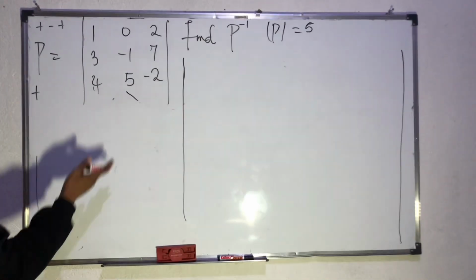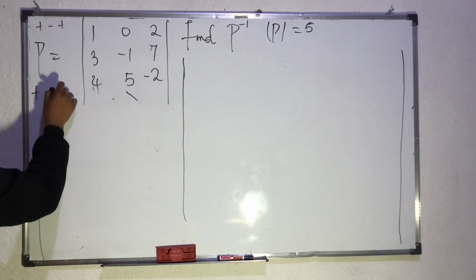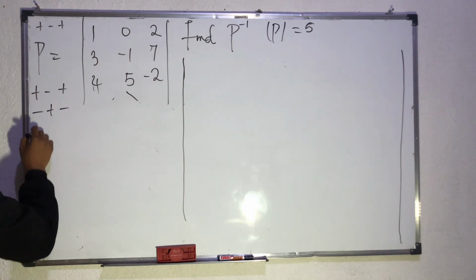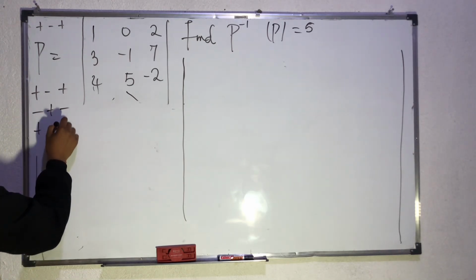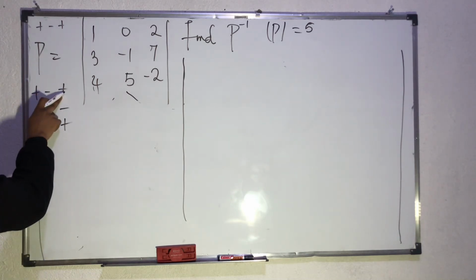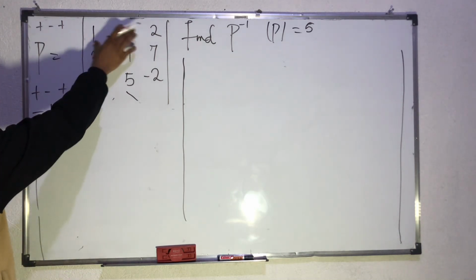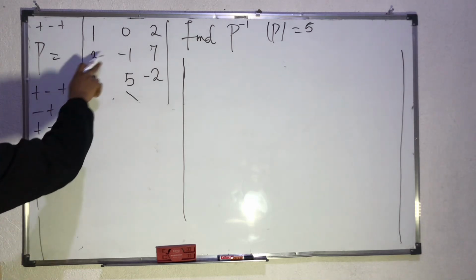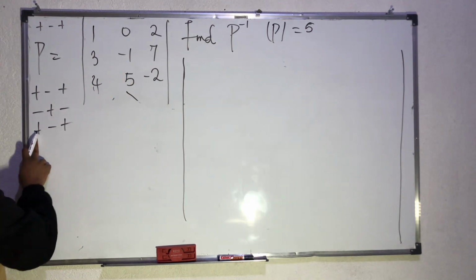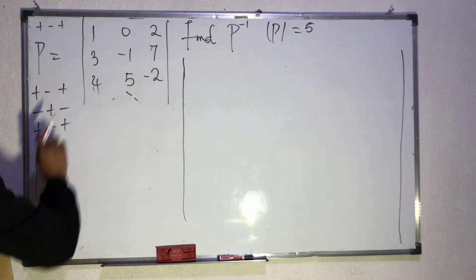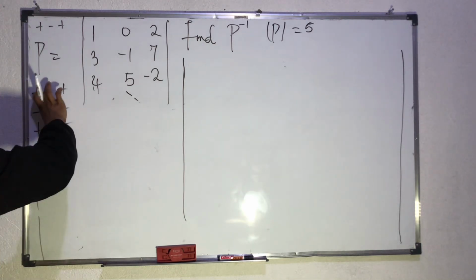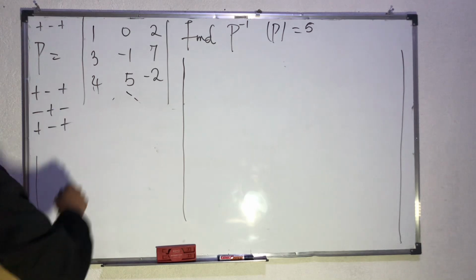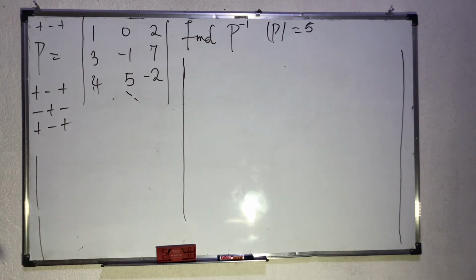This is a sign constant that applies: plus, minus, plus, minus, plus, minus, plus, minus, plus. This plus, minus, plus applies to the first row. The negative, plus, negative applies to the second row, while the plus, negative, plus applies to the third. So these signs are going to multiply whatever cofactors we're going to obtain afterwards.